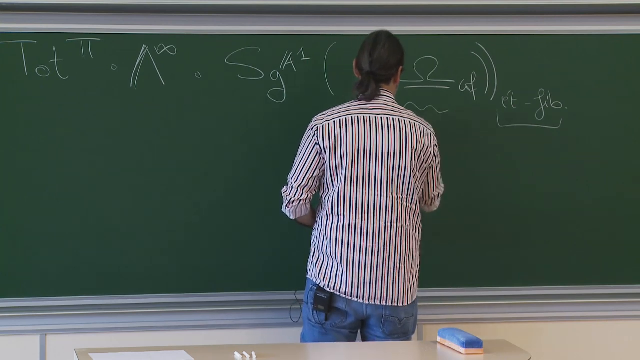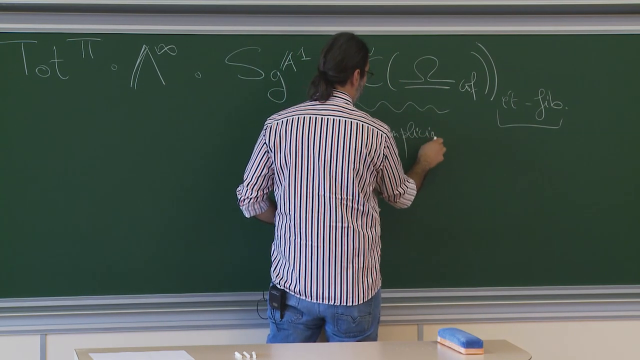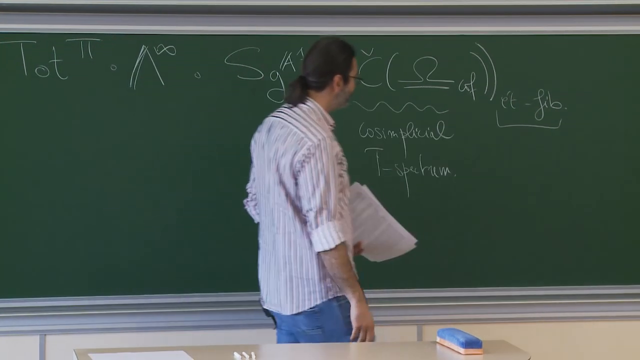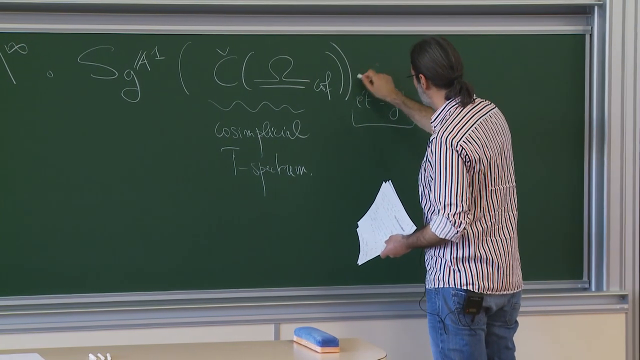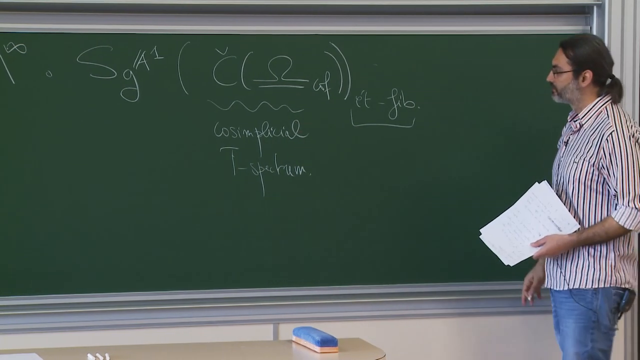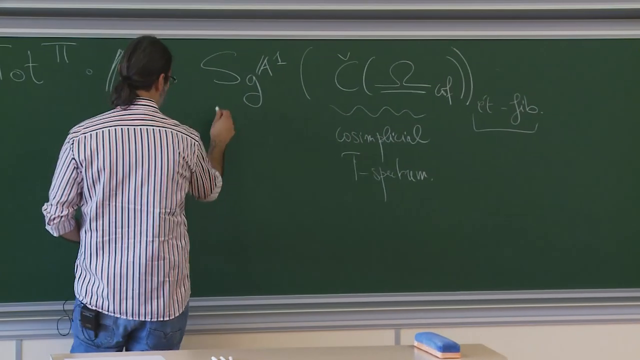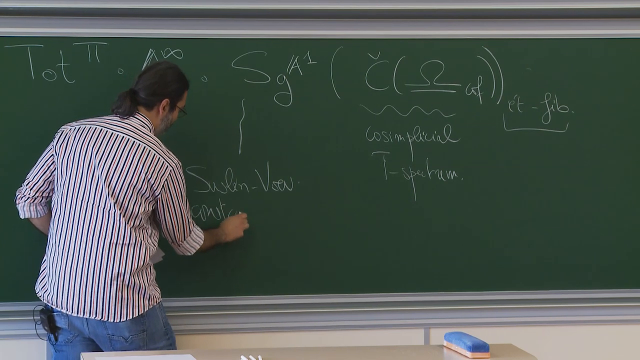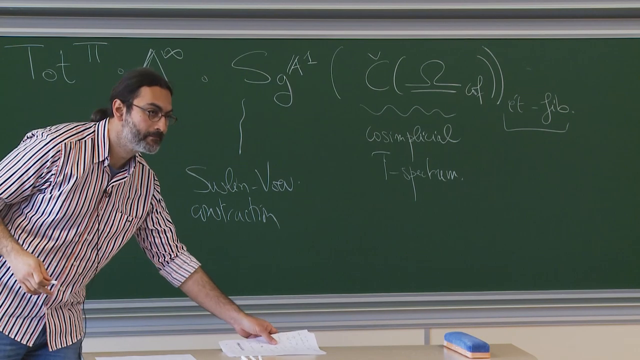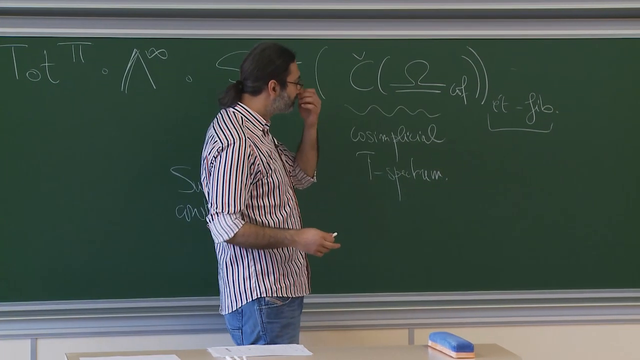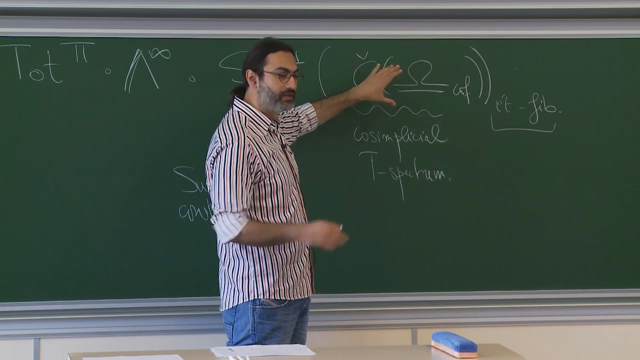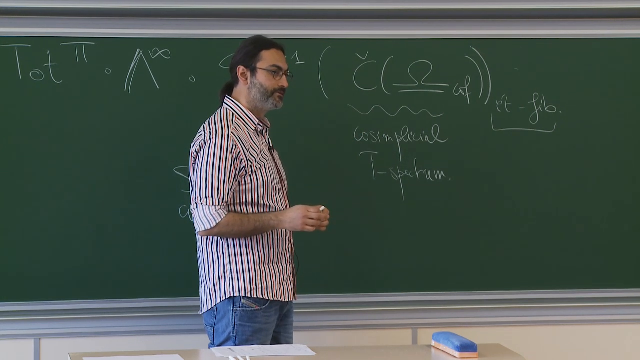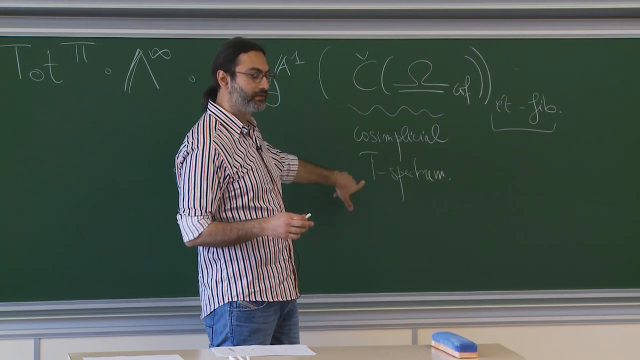I should say that this is a cosimplicial T-spectrum. So there is a level, and that is also a cosimplicial degree. And so we take the étale fibrant replacement level-wise and also degree-wise. This is what the symbol means on this object. This is the so-called Suslin-Voevodsky construction. So this object has two indices: the level of the spectrum, and the cosimplicial degree. It's a cosimplicial object in the category of T-spectra.